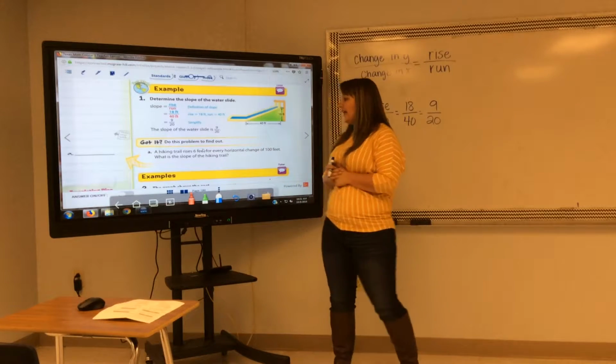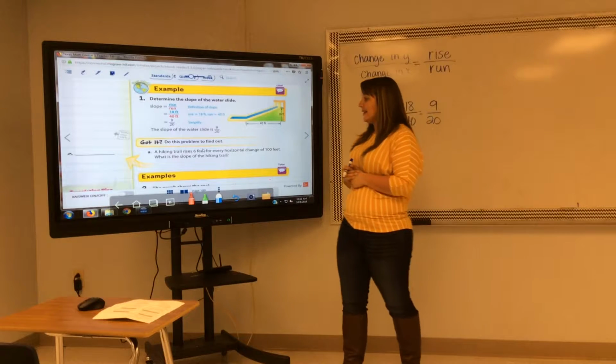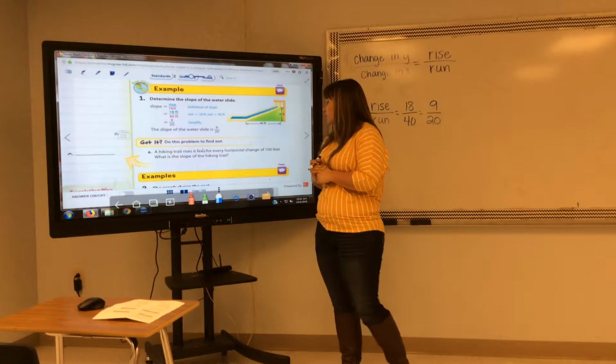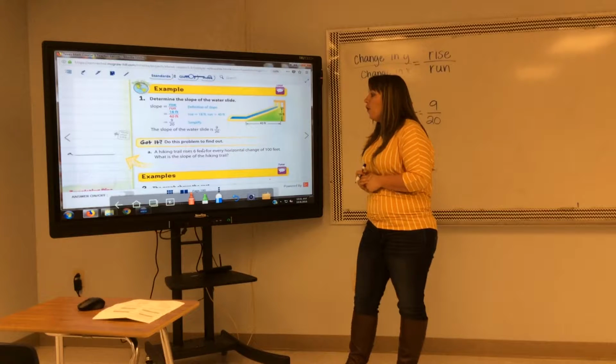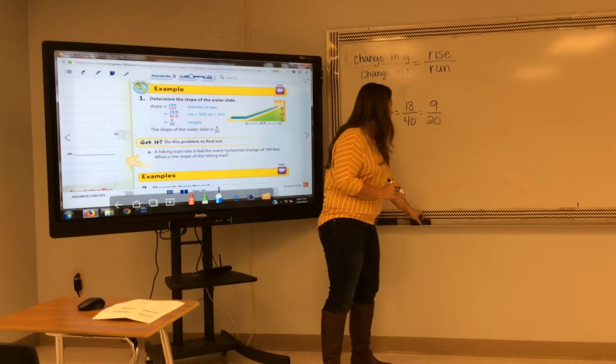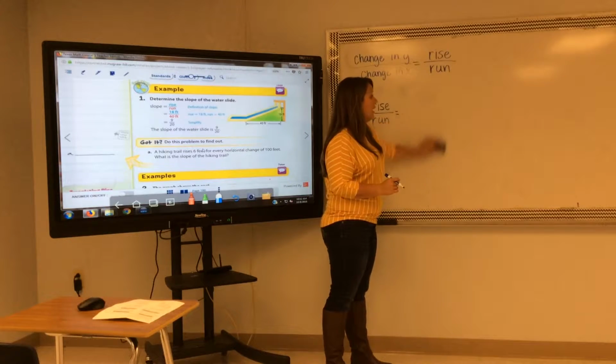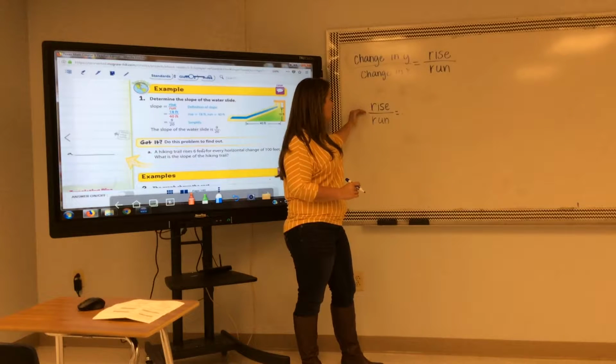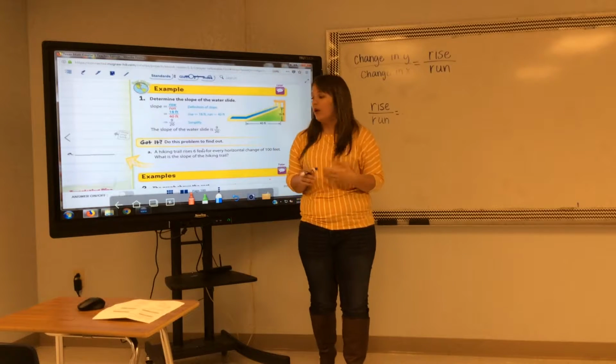The next one: a hiking trail rises 6 feet for every horizontal change of 100 feet. What is the slope of the hiking trail? So once again, you must write out rise over run. That's how you show your work.